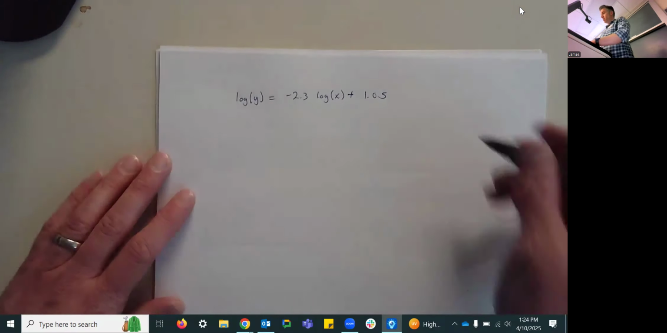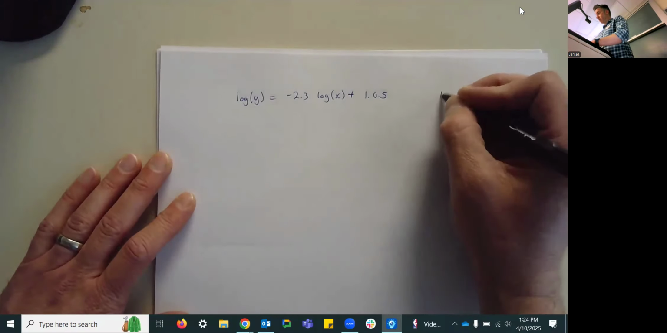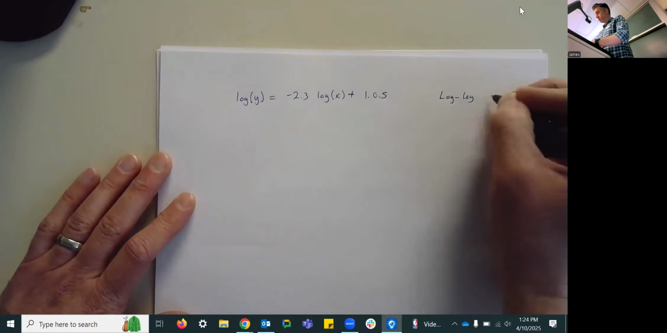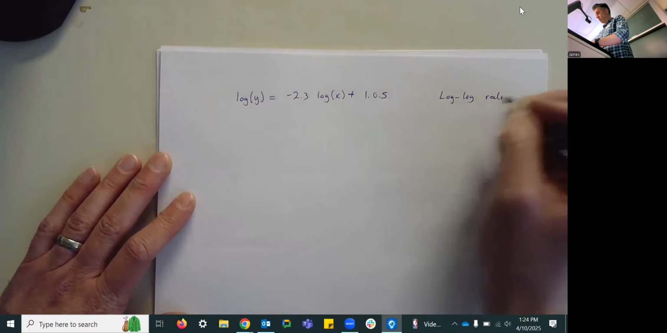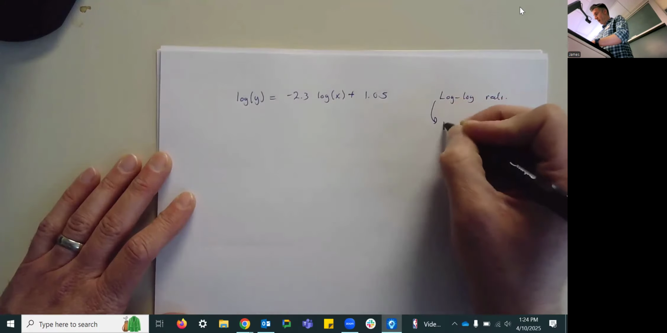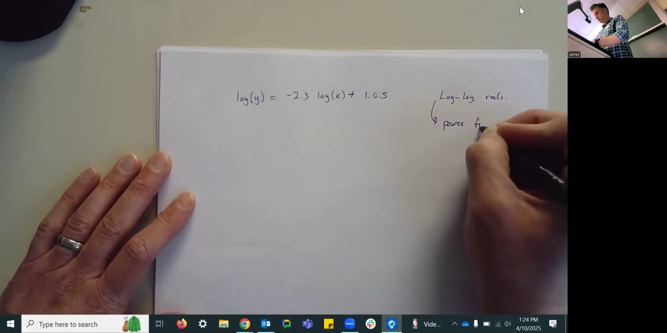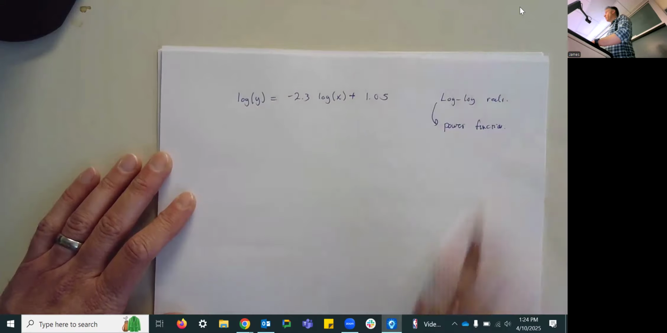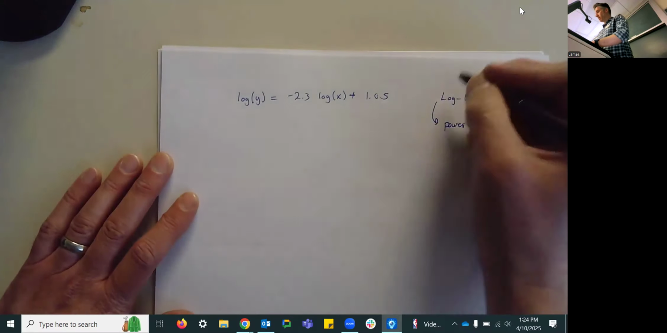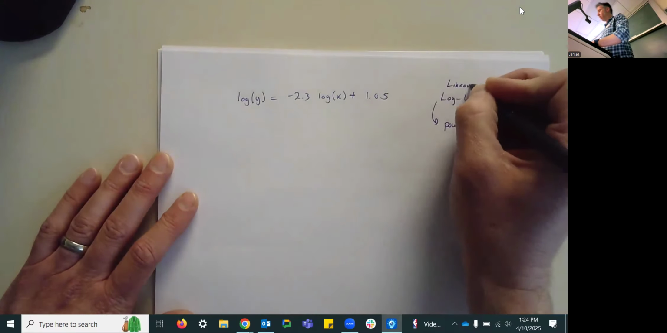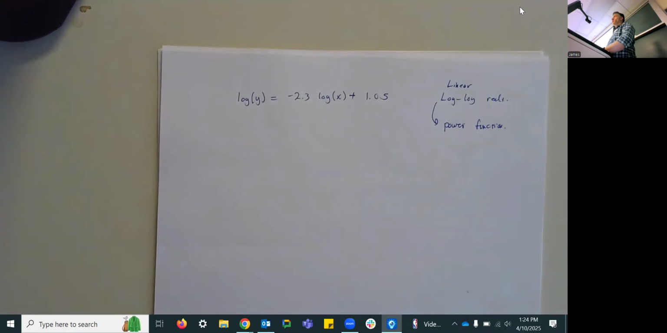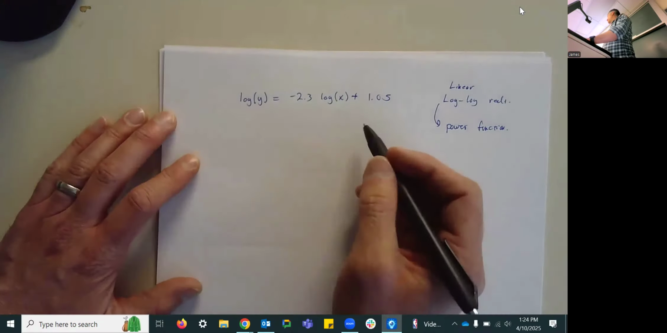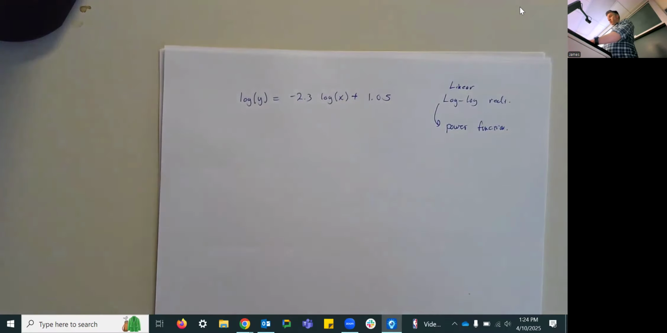I'll point out this is clearly going to be a log-log relationship, meaning we are looking for a power function. I should be more explicit. It's a linear log-log relationship, meaning we're looking for a power function. So then we do the same things we just did for the previous problem. We're going to solve for y.